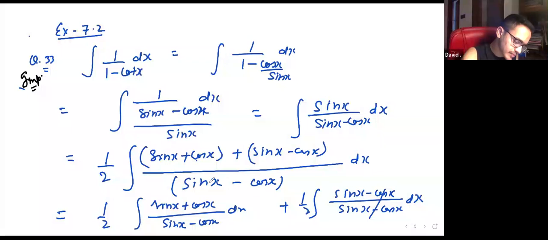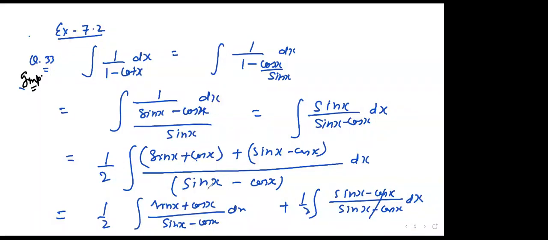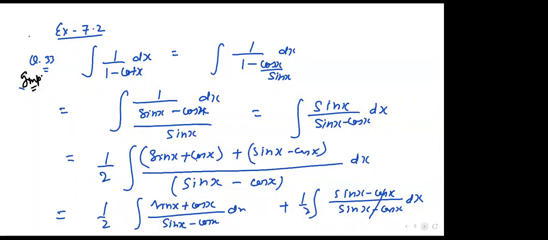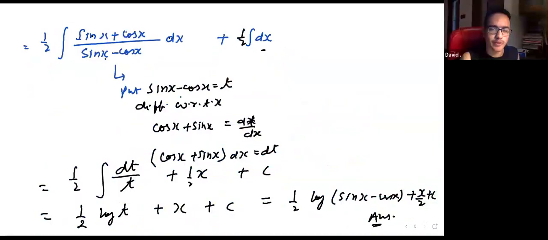Got it, sir. Questions 33 and 34 both. In 34, you have 1 over 1 plus 10x. That will be with the same approach, in fact. Same approach. Okay, sir.